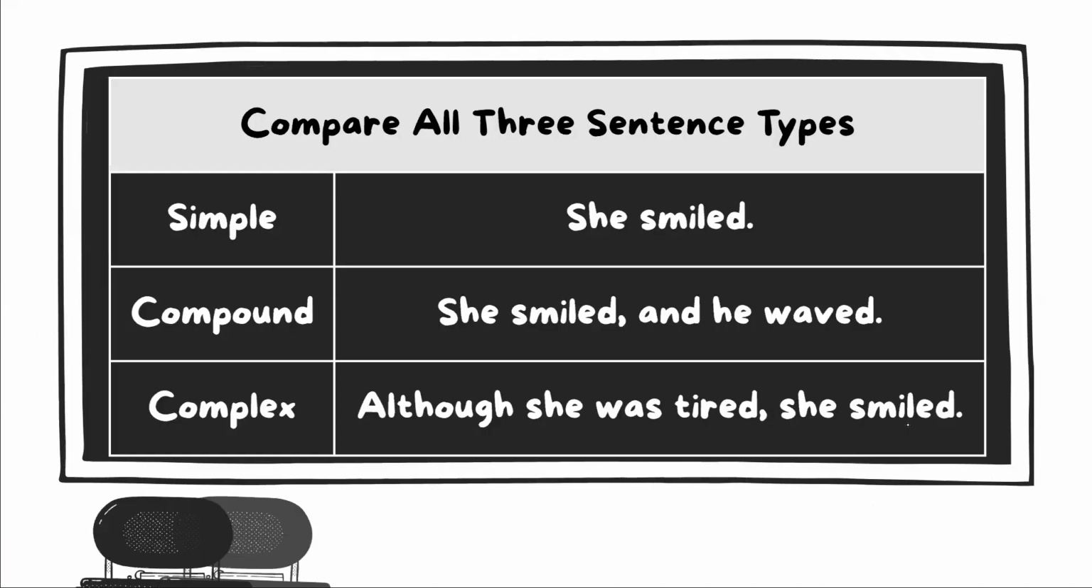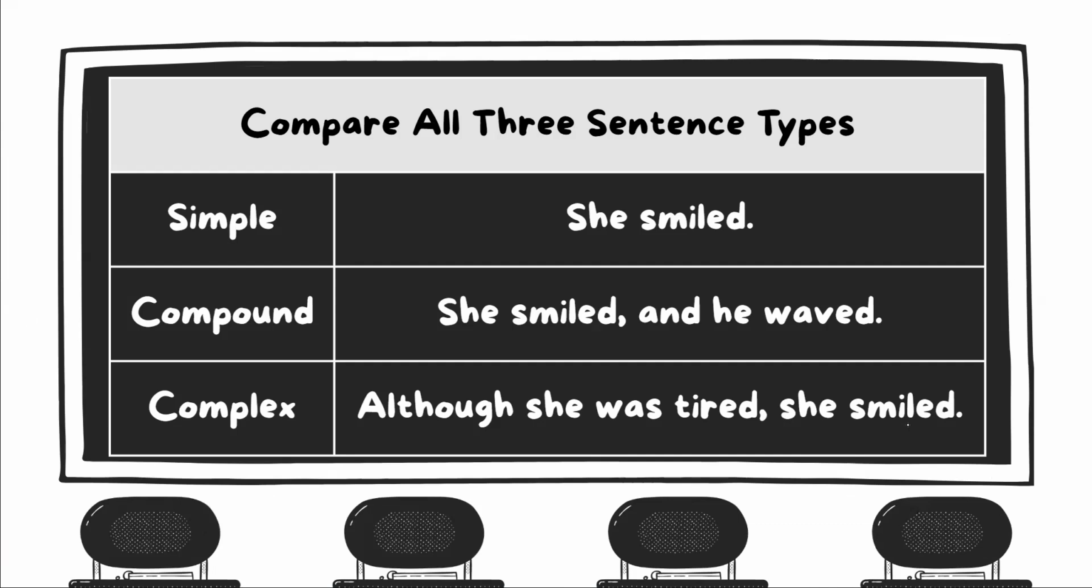Let's put them side by side in the sentence Olympics. Simple. She smiled. Only one idea. Compound. She smiled and he waved. So, two different ideas, but both are independent and both can stand alone, and they are joining hands here. She smiled and he waved, and is a coordinating conjunction. And then we have the complex sentence.